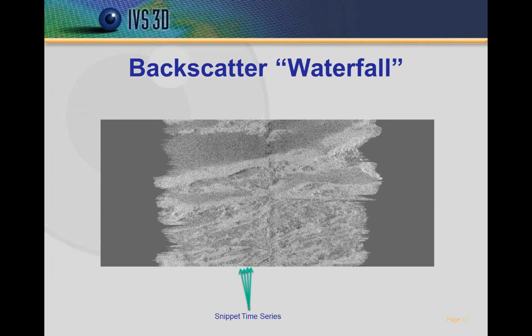Now here's just a quick view from GT of a backscatter waterfall. So this is made up of individual snippet time series, just not geo-corrected, but just pasted end to end. So you get full coverage. Notice as well you get full coverage across the nadir directly below the sonar because your swath covers that area, as opposed to side scan where you have that dead space in the middle.